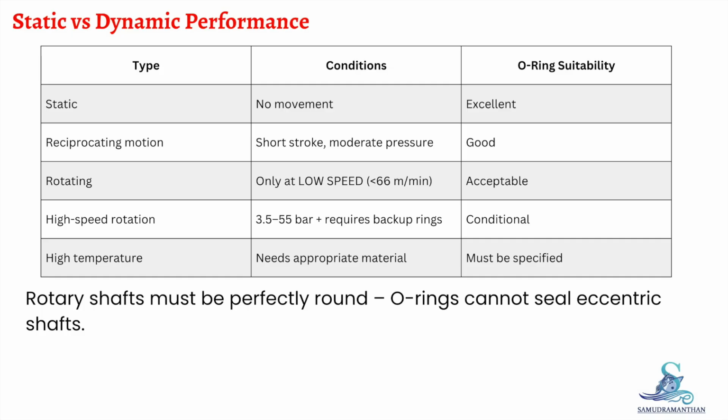Static versus dynamic performance. Let us now compare static and dynamic sealing performance. In static, there is no movement and O-ring suitability is excellent. In reciprocating motion, where there is short stroke and moderate pressure, the O-ring is good to use. In rotating motion, but remember where the speed is low, that is less than 66 meters per minute, the O-ring is acceptable. In high-speed rotation, where the pressure is high and a backup ring is available, its use is conditional. At high temperature, where appropriate material is used, some specific O-rings can be used. Please note, rotary shafts must be perfectly round. O-rings cannot seal eccentric shafts.